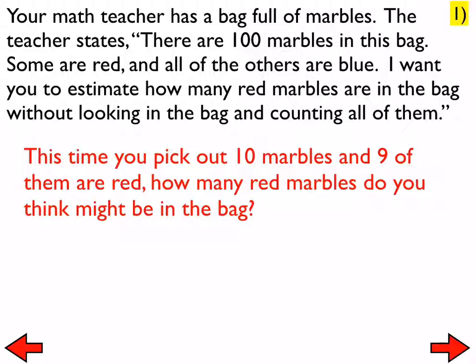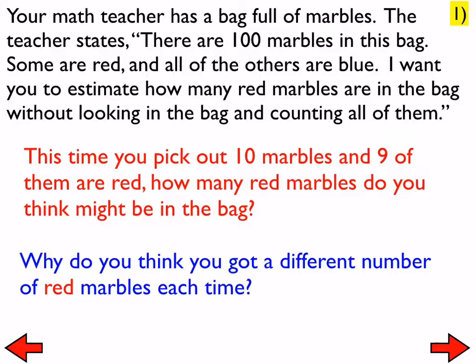Remember, we did some random sampling. There are 100 marbles in the bag. Some of them are red, some of them are blue. You reached in, grabbed 10, and 4 of them are red. Then the second time you reached in, we put the 10 marbles back, grabbed 10, and 6 of them are red. Put all those back, and then you reached in, grabbed 10, and 9 of them were red. Why do you think we got a different number of red marbles each time?